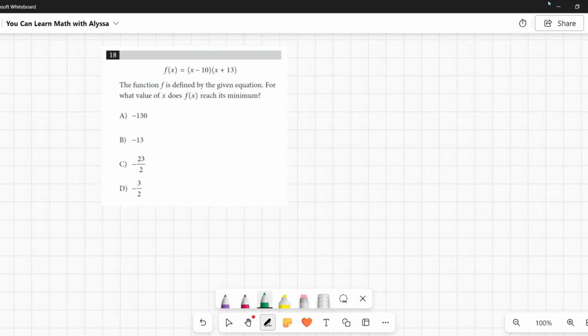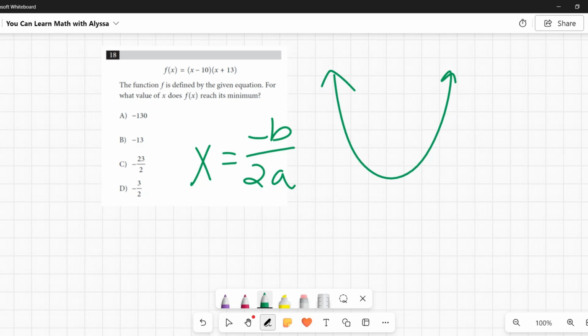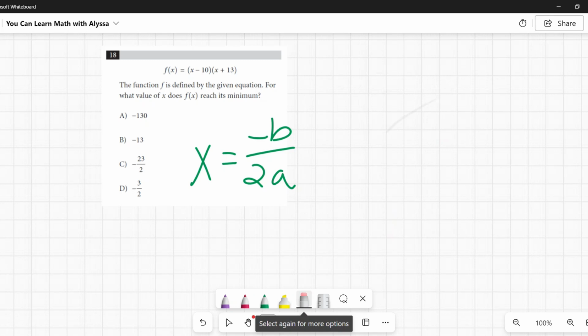And this is just a good formula to have in your toolbox for the SAT. The formula for the vertex, or the axis of symmetry, I should say, which goes through the vertex of a parabola, is x equals negative b over 2a. So if you do this, you will get the x coordinate of the vertex, because it is the axis of symmetry that goes through the vertex. X equals, it's that vertical line.